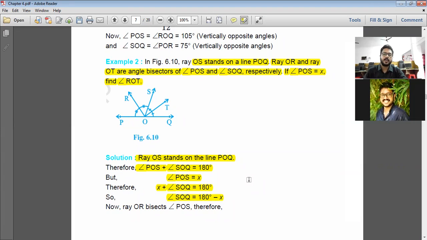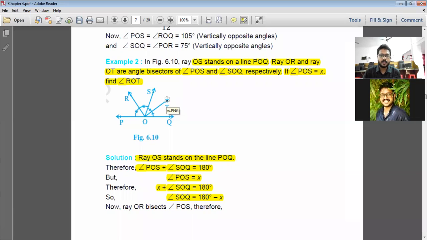And again, in these kinds of questions, always look at what we are going to find. You may be thinking, sir, why are we doing it this way? I am giving the answer to that. It's because we want to find angle ROT. That is our aim. In order to do that, we want to find angle ROS and angle SOT. Clear?